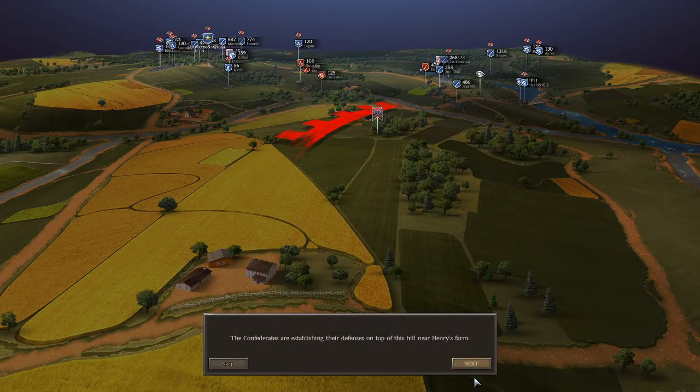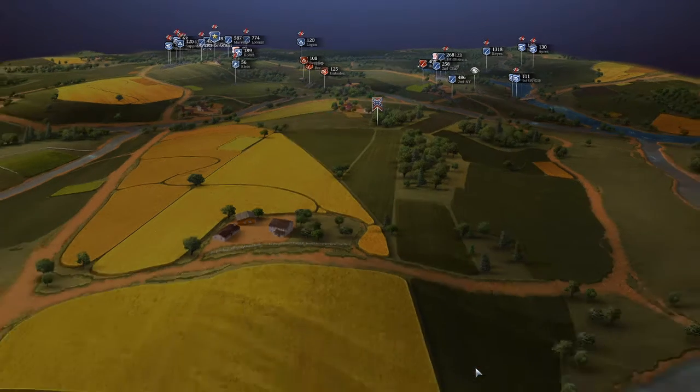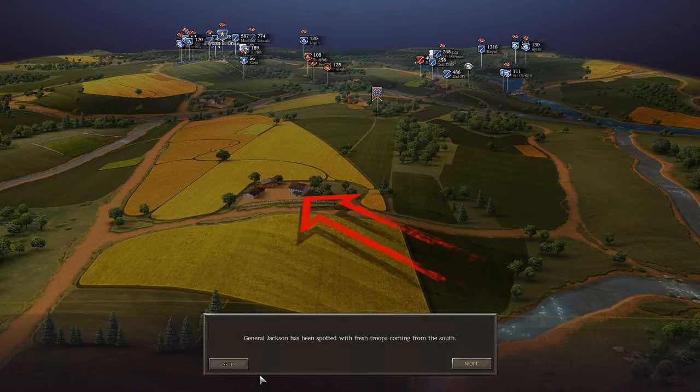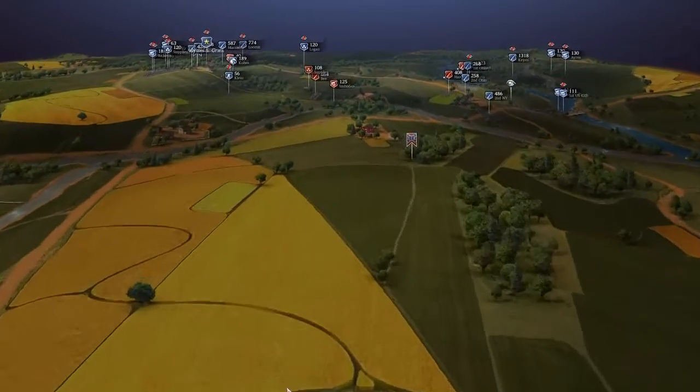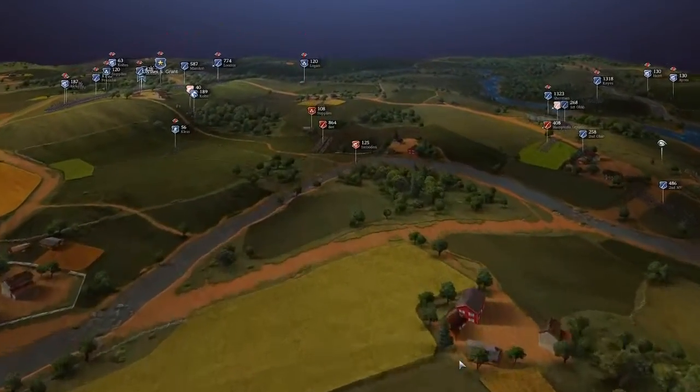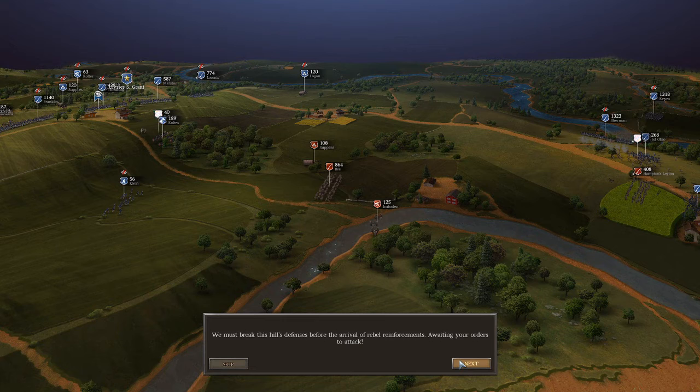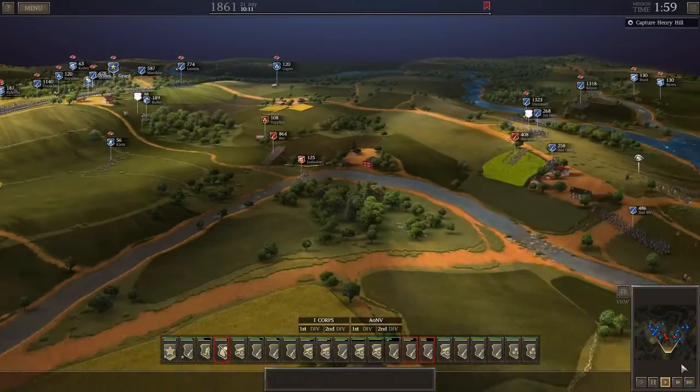The Confederates are establishing defenses up on top of Henry's farm. General Jackson has been spotted with fresh troops coming from the south, and that's where they would get the Stonewall name. We must break the hill's defenses before the arrival of rebel reinforcements. Await your orders to attack.